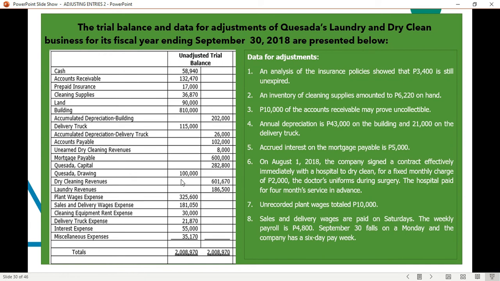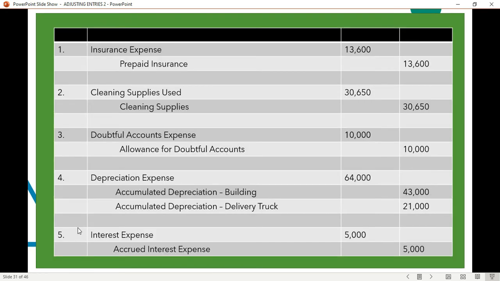Then number 5, accrued interest on the mortgage payable is 5,000. Okay, so we already have an account here, interest expense. So that's the one that we're going to use. And the amount is given, so there's no need for us to compute how much to accrue. So our entry for number 5 is a debit to interest expense 5,000 and credit accrued interest expense 5,000.